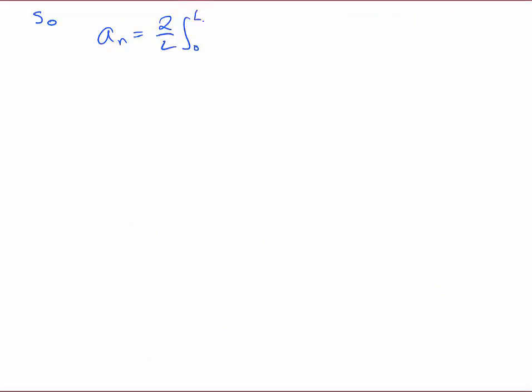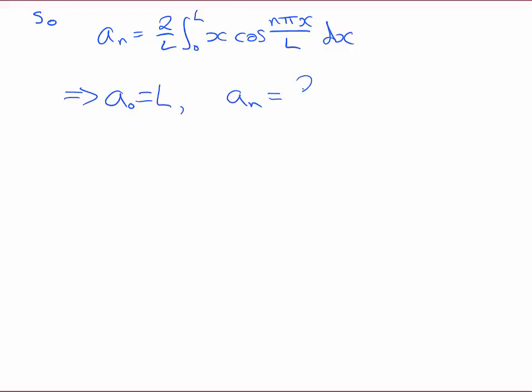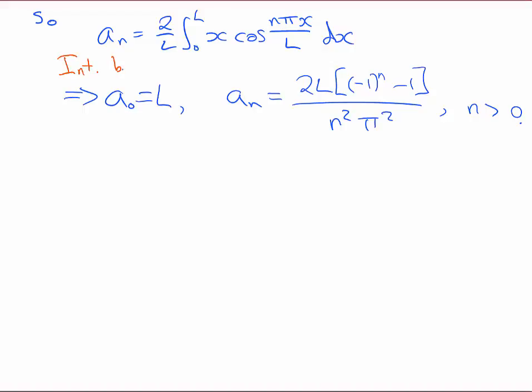So using our formulas, we've got a_n there, of course, given by 2 on L times the integral of x cos n pi x over L, the usual Fourier series formula here, which of course I'm going to leave to you to confirm by integrating by parts. We can find a0 is going to be L, and a_n is 2L times minus 1 to the n, take away 1, all over n squared pi squared. And that's for n greater than 0. So we can put that all together. So good idea to check your integration by parts there, or check mine more to the point.